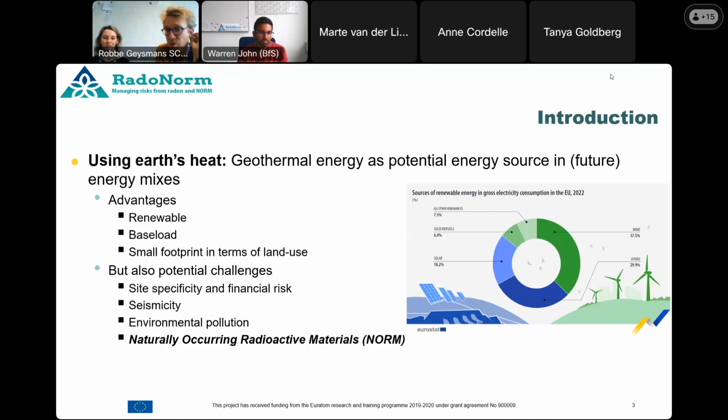It provides a baseload energy source, meaning that in contrast to, for example, wind energy and solar energy, it is not dependent on weather conditions. It is there, at least in theory, in abundance all the time. And it has a relatively small footprint in terms of land use. So in contrast to some other energy production means, the impact on the landscape itself is rather minimal on the surface.